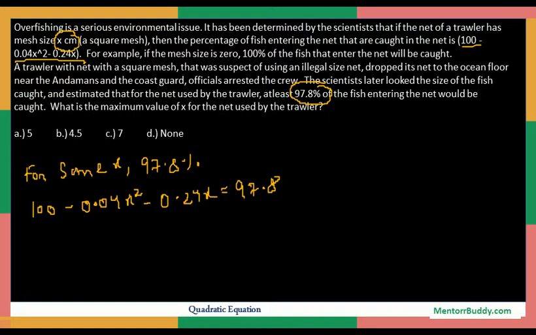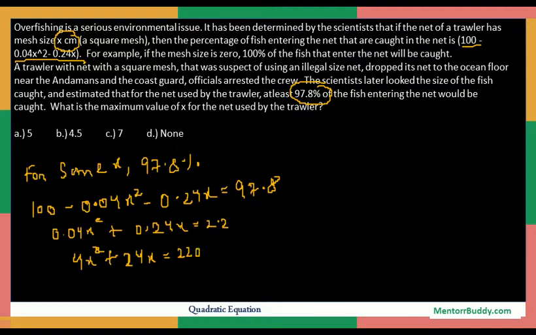Now solving this, it can be further written as 0.04x square plus 0.24x is equal to 2.2. Further solving, this will become 4x square plus 24x is equal to 220. Now this can be written as x square plus 6x minus 55 is equal to 0.